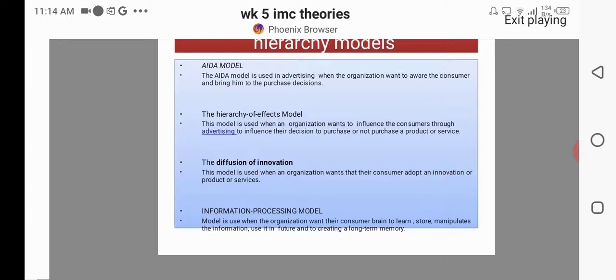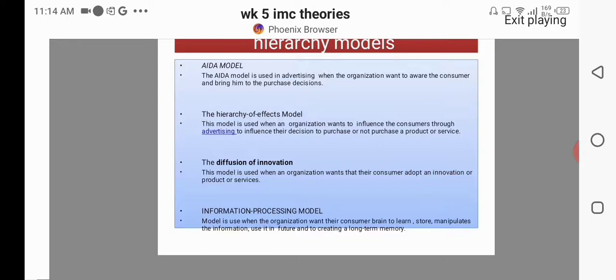The second model is the hierarchy of effect model. So when the organization wants to influence the consumer through advertising, and influence their decision to purchase or not purchase a particular product or service, this model is applied. The hierarchy of effect model, we can say, is designed to influence the consumer's decision to purchase or not purchase a product or service through advertising. The hierarchy describes the progression of learning and decision making that consumers experience as a result of advertising.